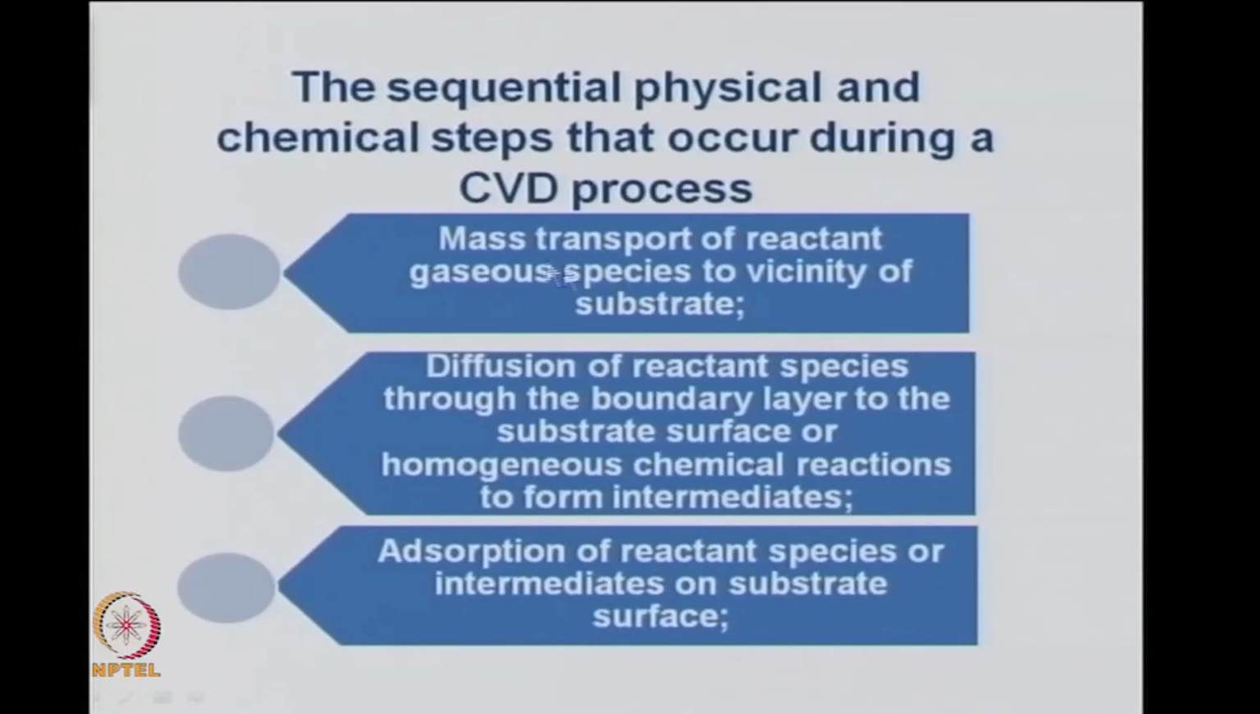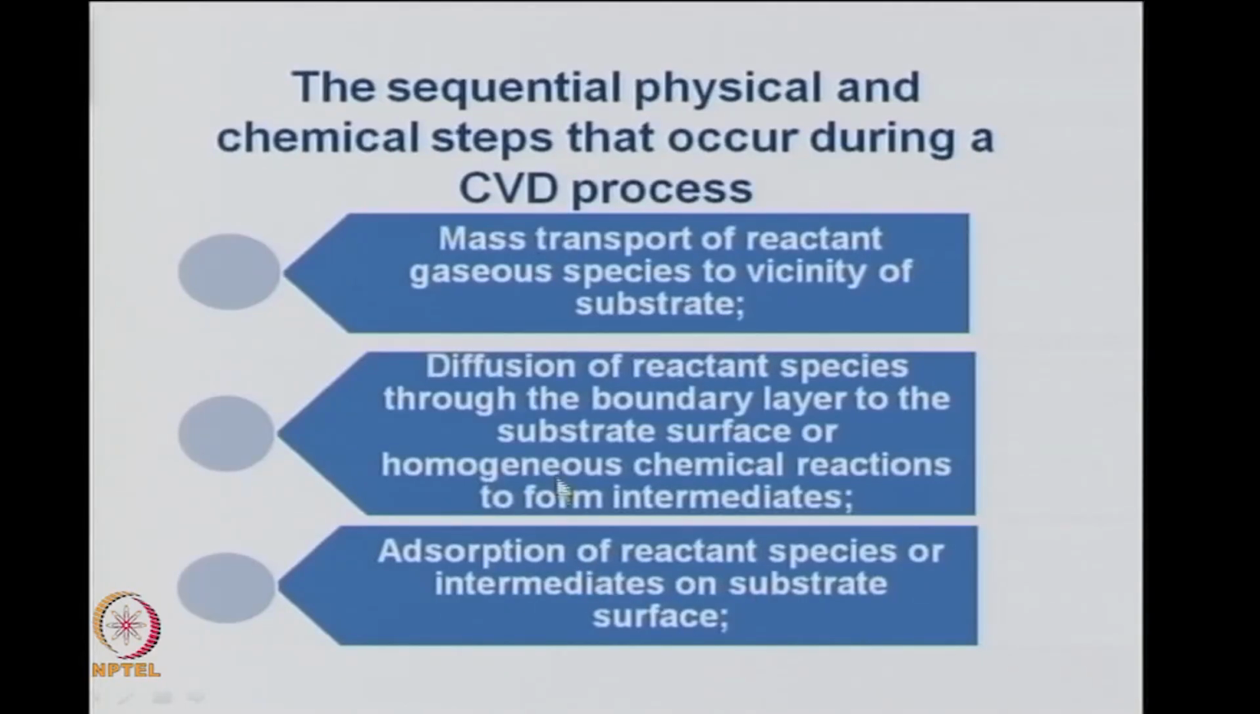So, you have to move these gaseous molecules which are coming from the precursor, which is normally a liquid or a solution, and then those gaseous molecules are transported close to the substrate. The next thing is diffusion of these reactant species through the boundary layer to the substrate surface, or homogeneous chemical reactions to form intermediates. That is another part of the CVD process, and then adsorption of the reactant species or intermediates on the substrate surface.